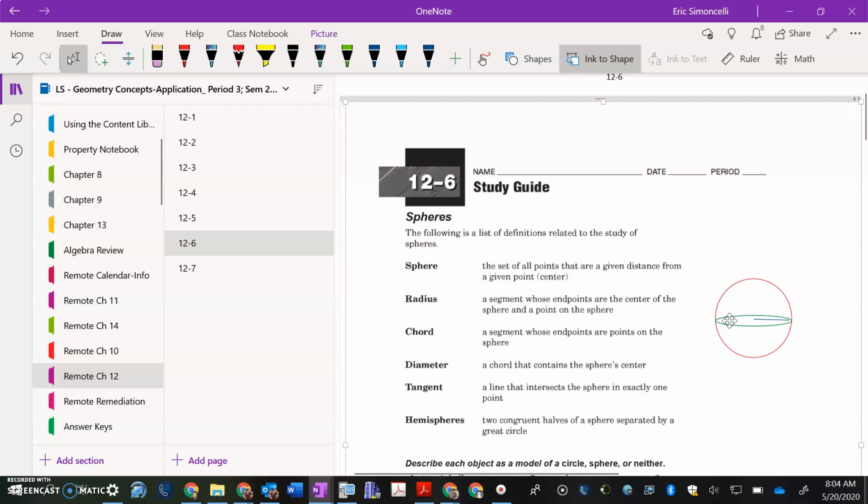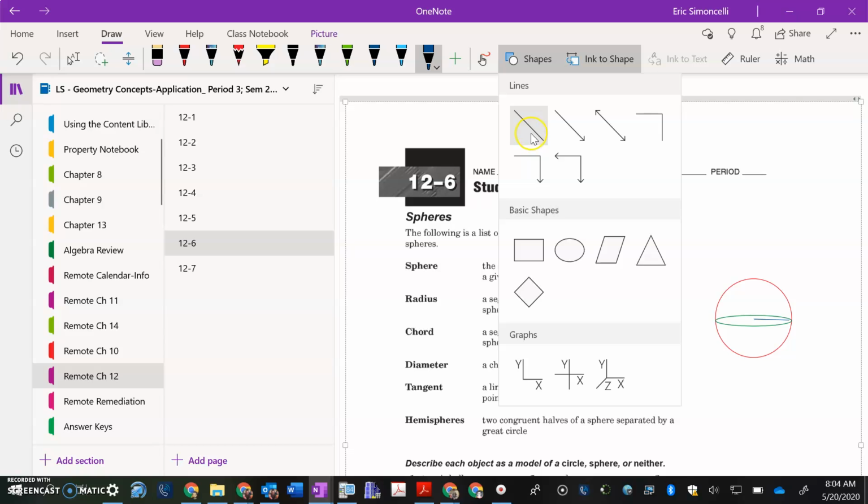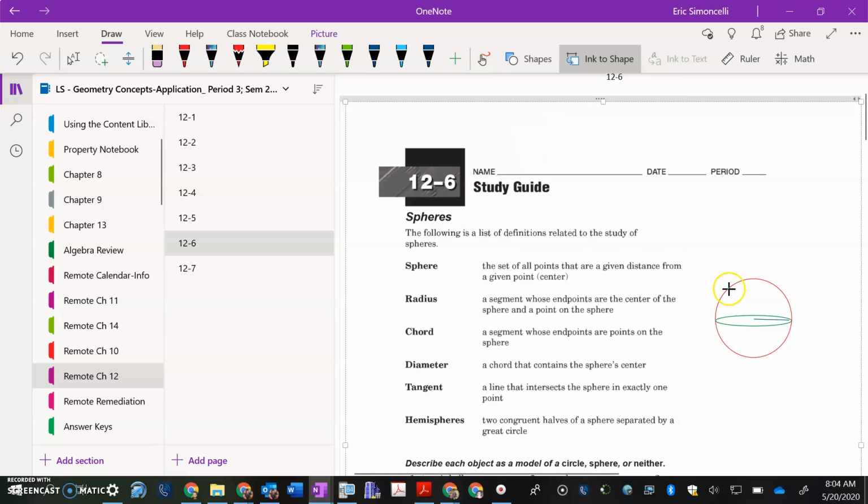A diameter, or let's actually jump to chord. A chord is a segment whose endpoints are on the sphere. So a chord would look something like this. We've talked about chords before. Of course, a chord doesn't necessarily have to go through the center. If it does go through the center, that's fine. That is just a special type of chord. That would be a diameter, of course, which is the next term here, a chord that contains the sphere's center.